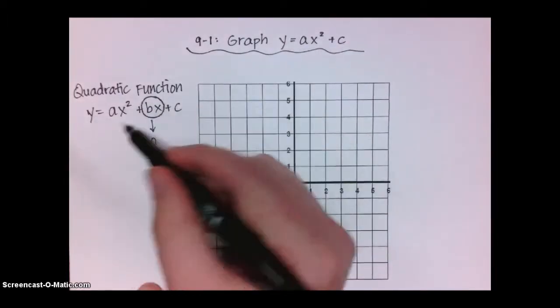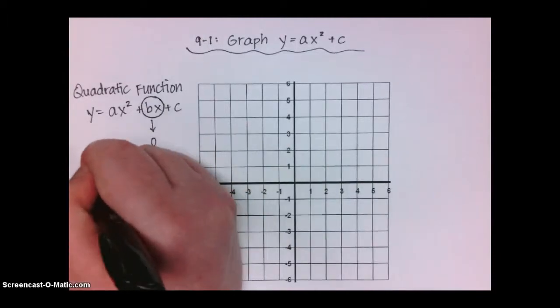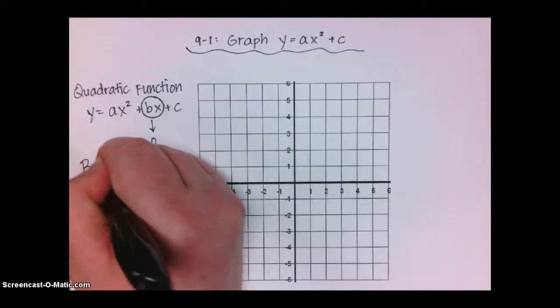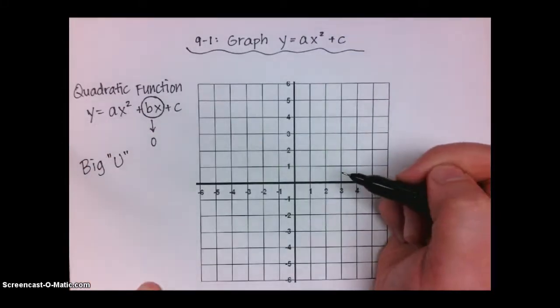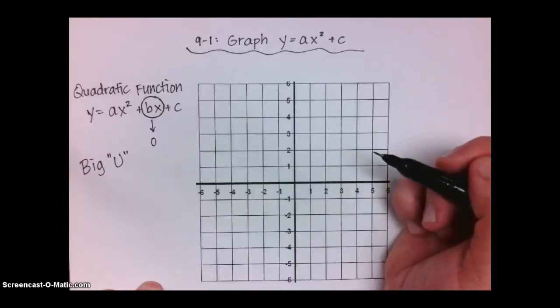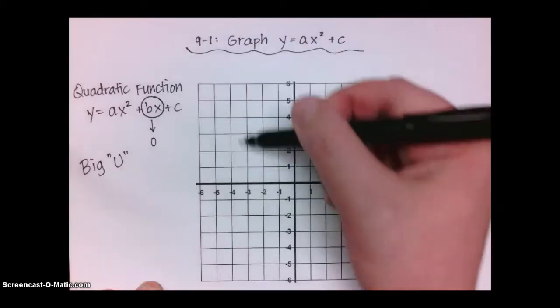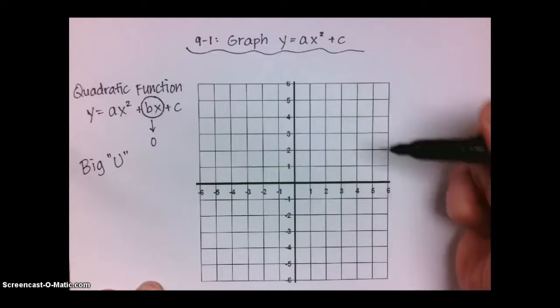And when we graph a quadratic function, it's going to look like a big U. All right? These are no longer linear functions, which means it's not going to be a straight line. It's going to look like a U. So when you're connecting all of the points of this function, it's really important to be connecting it in a U shape. Okay? So make it nice and round.